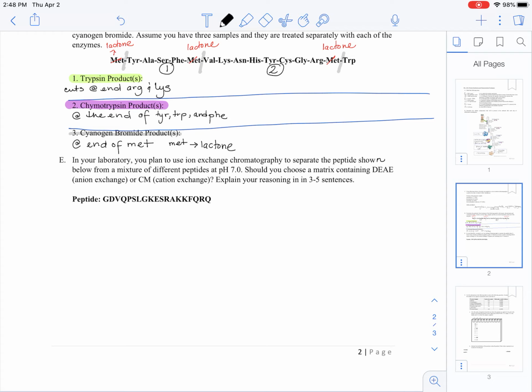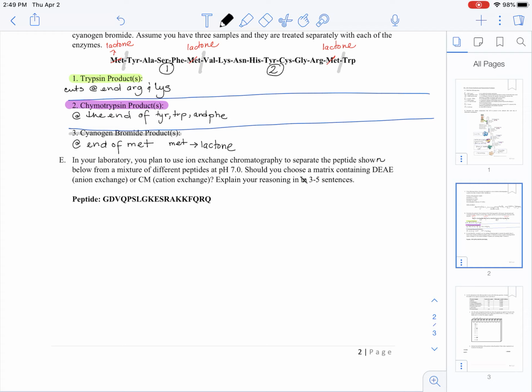Should you choose a matrix containing DEAE, meaning an anion exchange, or CM, which is a cation exchange matrix? And then you have to explain your reasoning in 3 to 5 sentences.